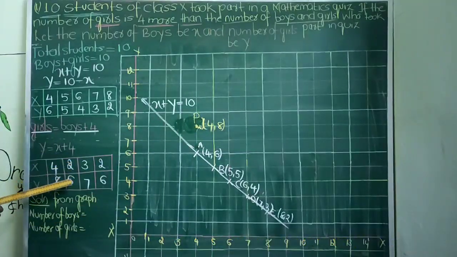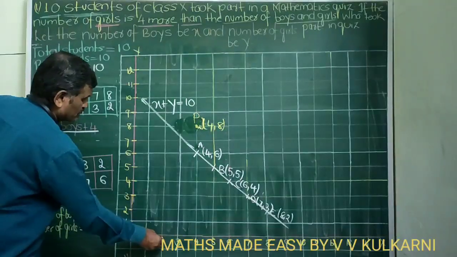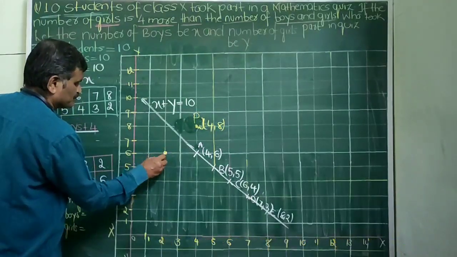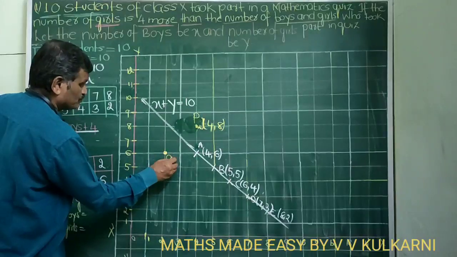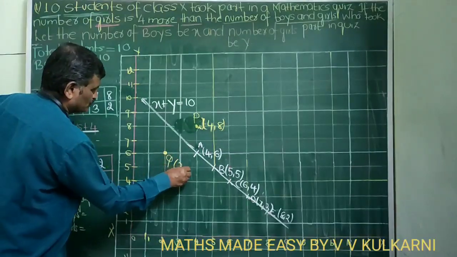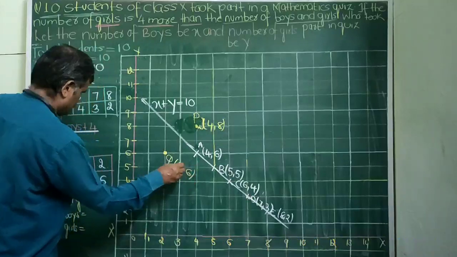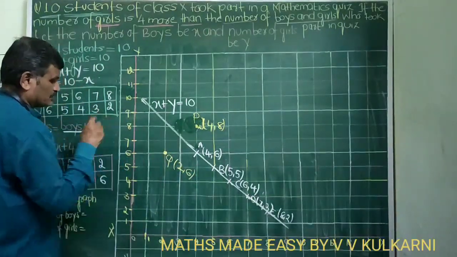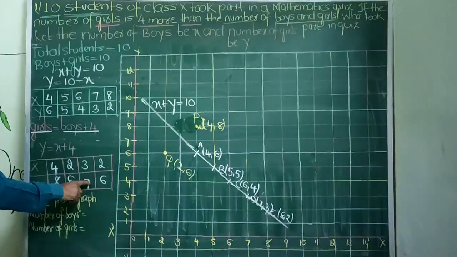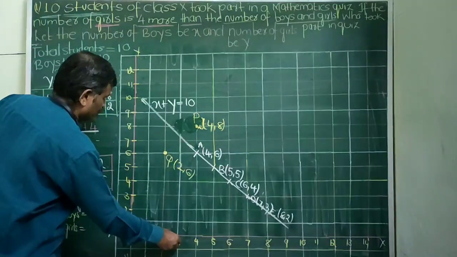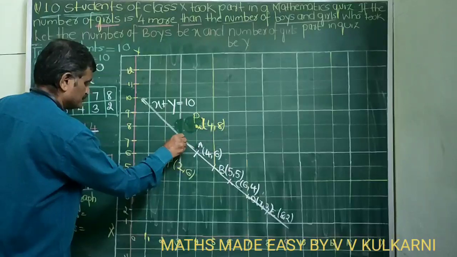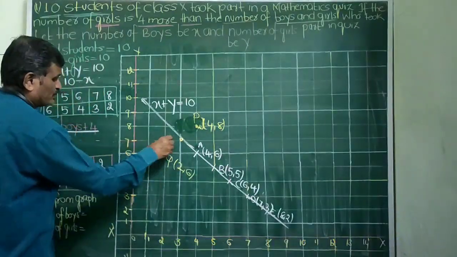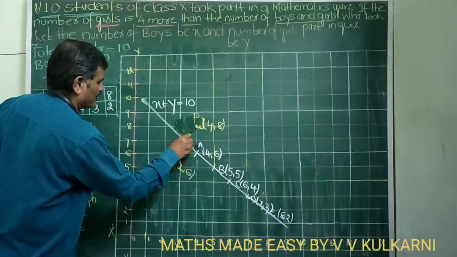Then when x is 2, y is 6. So the point will come here. This I will call it as, say, Q. So Q, x is 2 and y is 6. When x is 3, y is 7. So I can call it as, say, R.